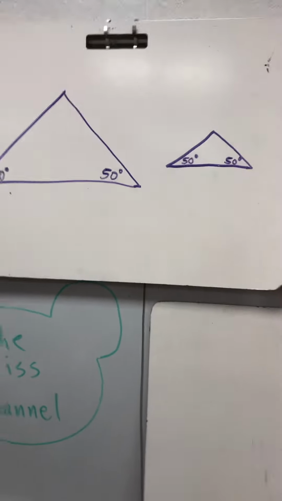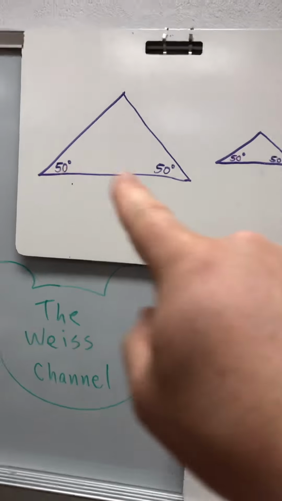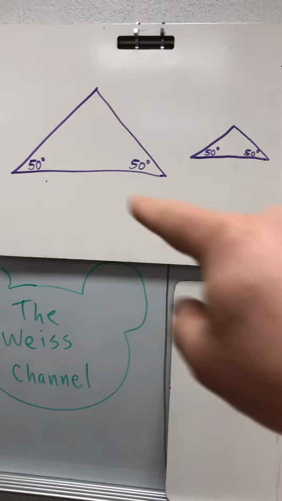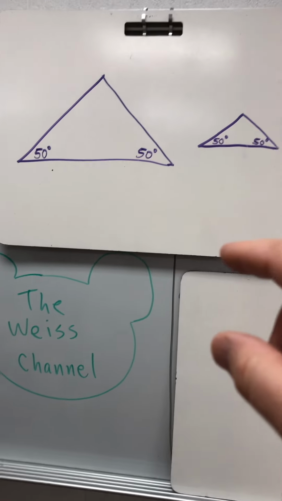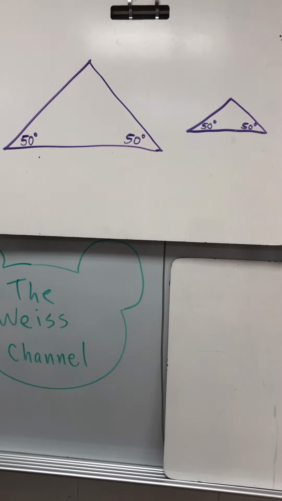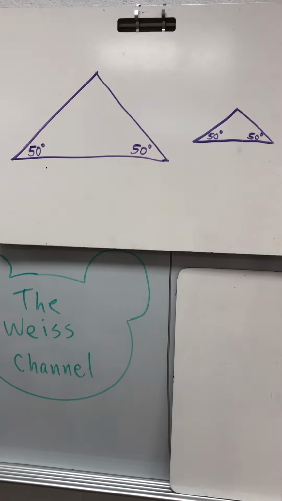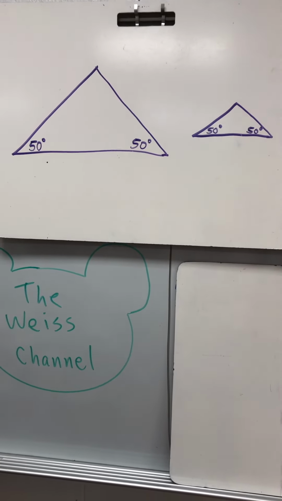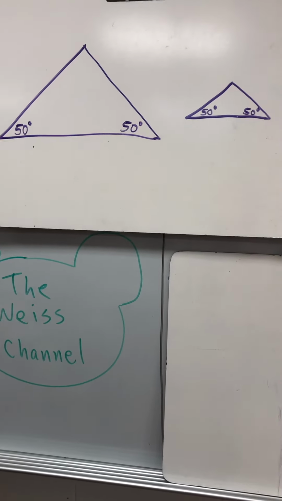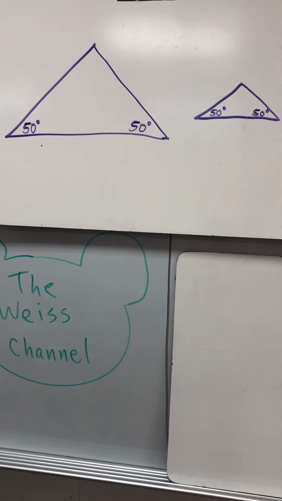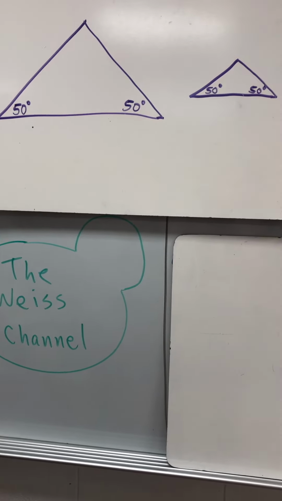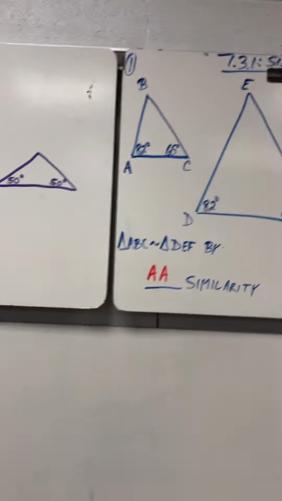What I'm getting at is if two angles of one triangle are equal to two angles of another triangle, don't all three angles have to be equal to all three angles, right? We call that angle-angle similarity, AA similarity. We don't call it AAA because we don't need to. All we need is two angles to be equal to two angles, and then the third one has to be equal.